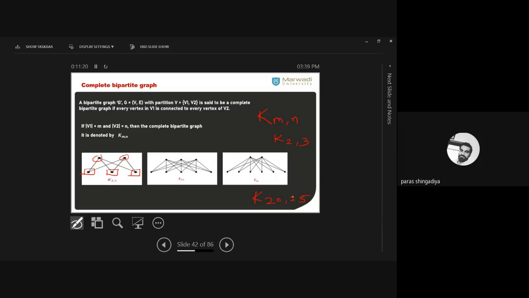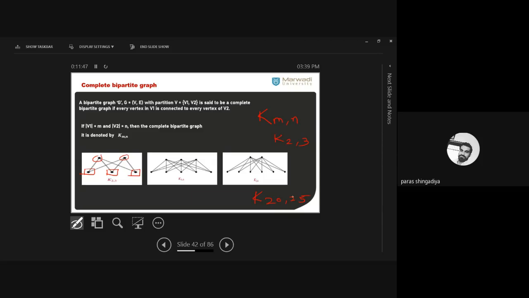Take K2,3 and add 2 and 3. What is the answer? 5. So 5 is the total number of vertices. And now just take the product: 2 into 3 means 6. So there will be 6 edges. Then 3 plus 5 is 8, so the total number of vertices is 8, and 3 into 5 is 15, so there will be 15 edges in this graph. Here it is 2 plus 6, so it has 8 vertices.